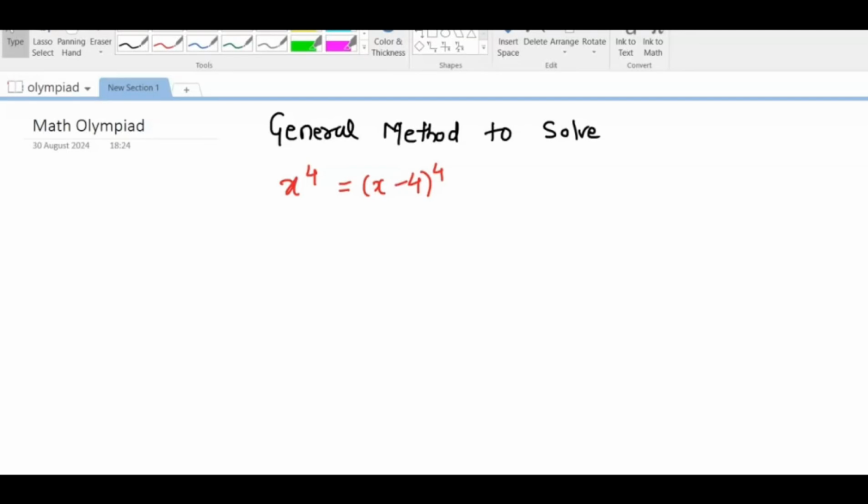Hello students, welcome back. In the previous part, we solved the equation x to the power 4 is equal to (x minus 4) to the power 4 and found three values of x. Now we'll explore a general approach to solve this type of equation, even if the powers on both sides are different from 4. This method involves the binomial expansion.